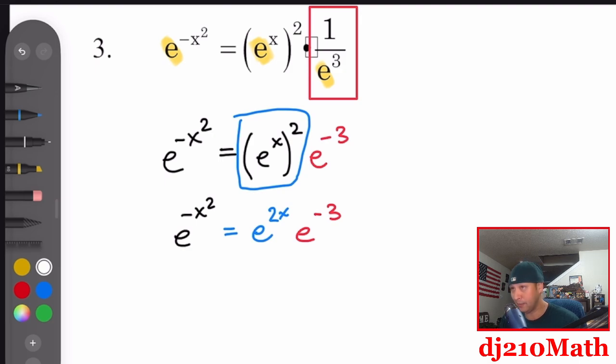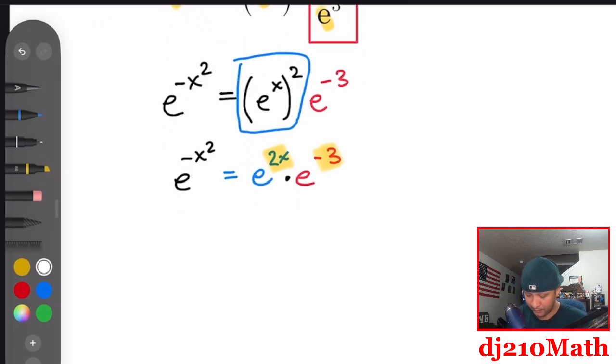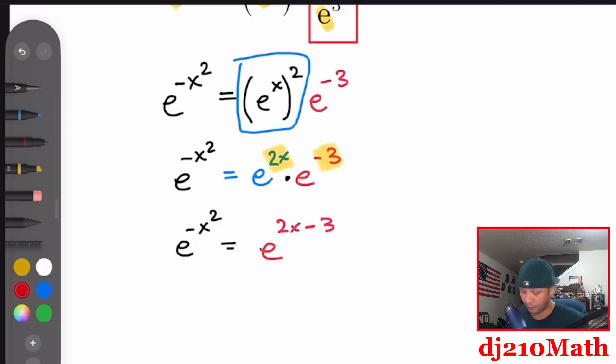All right, on the right, the red and the blue, when you have common bases being multiplied, e to something times e to something, this is where you add the exponents. Here, we're going to add these two things together. So e to the negative x squared is equal to, I'll do it in red, e to the 2x minus 3. You're just putting them together. Technically, it's plus negative 3, but you just put them together.